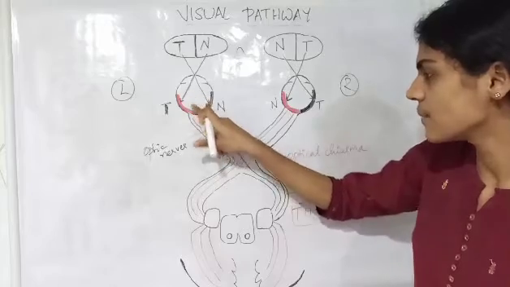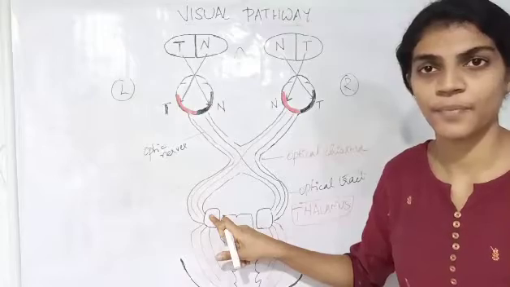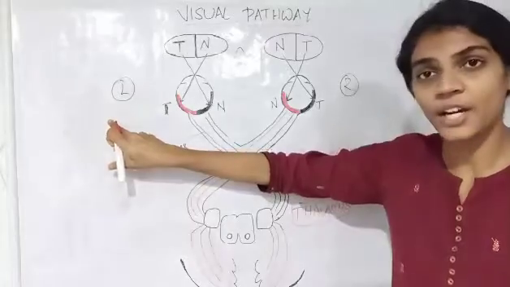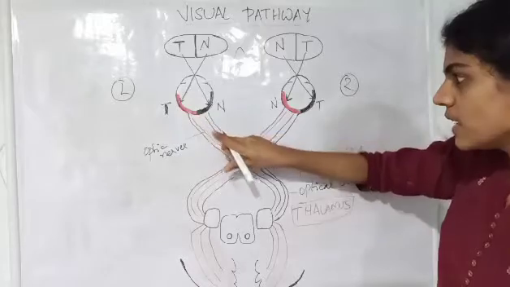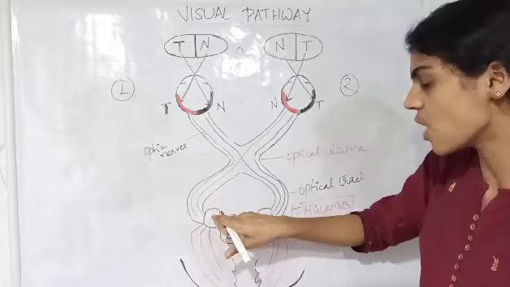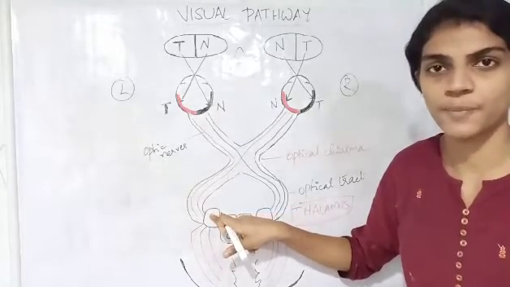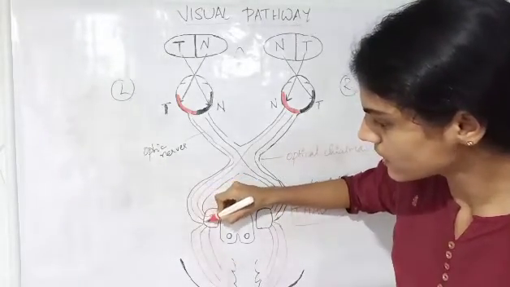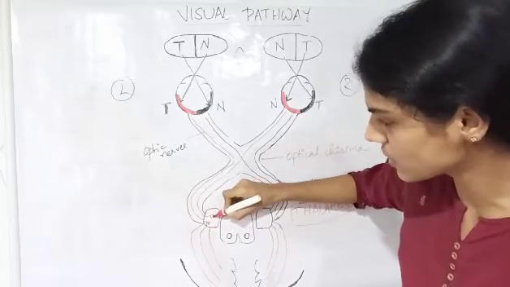All these, up to the lateral geniculate body, are the second order neurons. In the retina it was the first order neuron. From the ganglionic cells of the retina arise the second order neurons. All these nerve fibers are second order neurons, and they now end in the lateral geniculate body. Now the third order neurons emerge. So this will synapse here. These are the dendrites, and the cell body of the third order neuron is this.